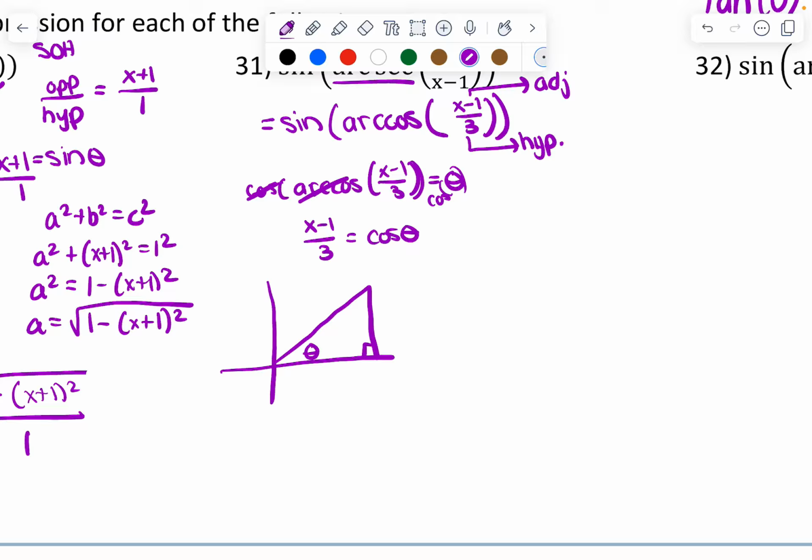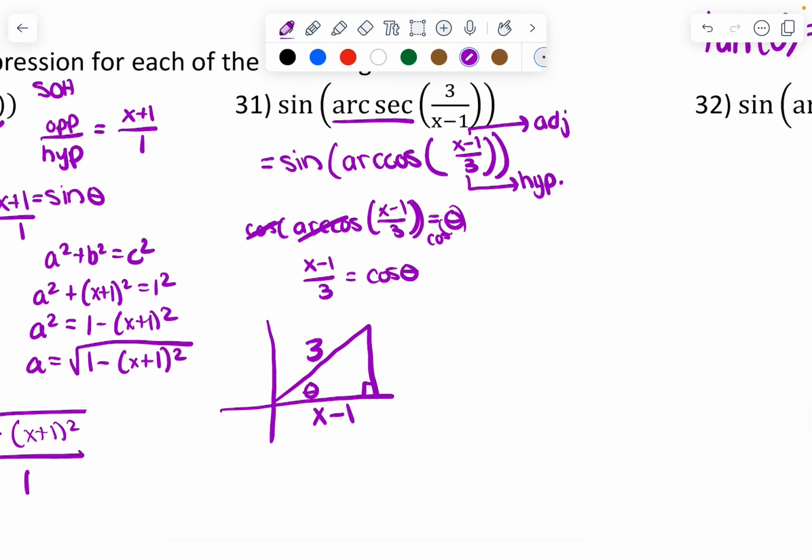The adjacent side is going to be x minus 1. The hypotenuse is going to be 3. Now the end game is sine theta, and sine needs opposite over hypotenuse. And we don't have the opposite side, so we're going to have to use Pythagorean's theorem. Now, to get the leg, this is a quick shortcut. To get the leg of a triangle, you take a square root. You'll take the hypotenuse squared, and then you'll subtract the other leg squared.